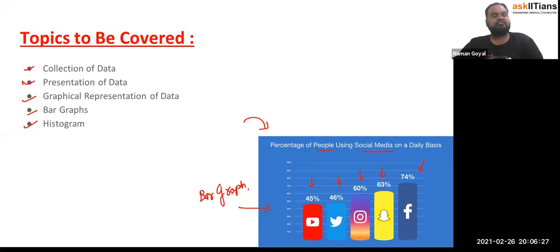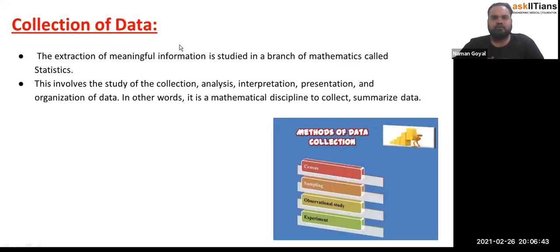This particular representation is a bar graph. If you see, there are bars, right? So this is known as a bar graph. Are you getting my point? We are going to learn about that later. So what is the meaning of collection of data? What is the meaning of collection of data?